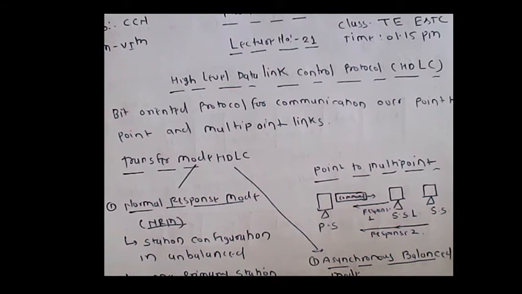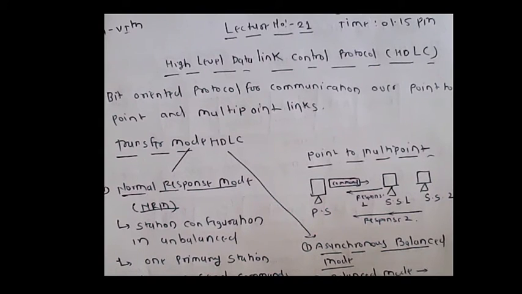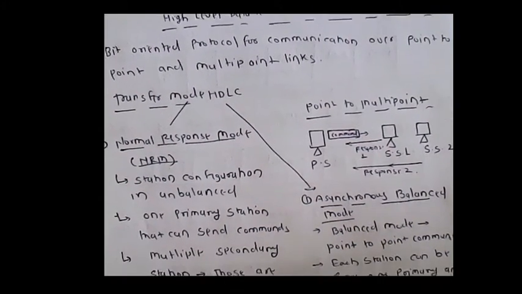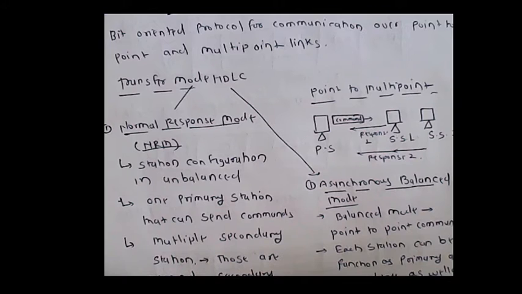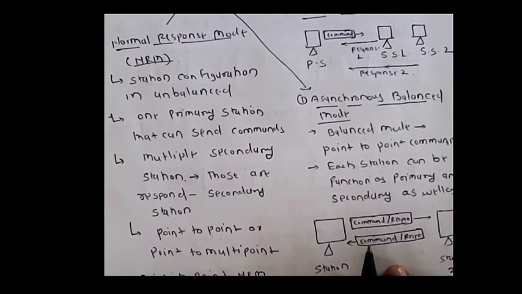Why is it unbalanced? Because only one station acts as a primary station which sends the commands. So one primary station can send the commands, that is called a primary station. So the configuration of normal response mode: one primary station. Who is a primary station? That has authority to send the command. Then there are a number of multiple stations called secondary stations. And who is a secondary station? Those who respond are called secondary stations. So there are two configurations possible for this normal response mode. First one is point to point and second is point to multi-point.